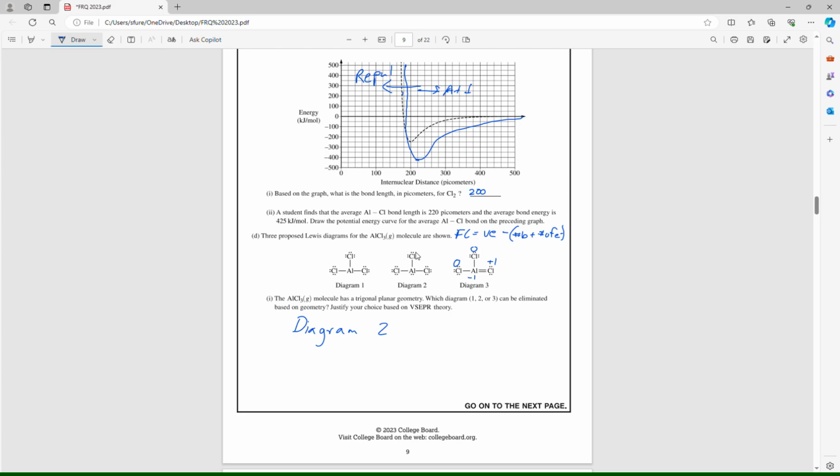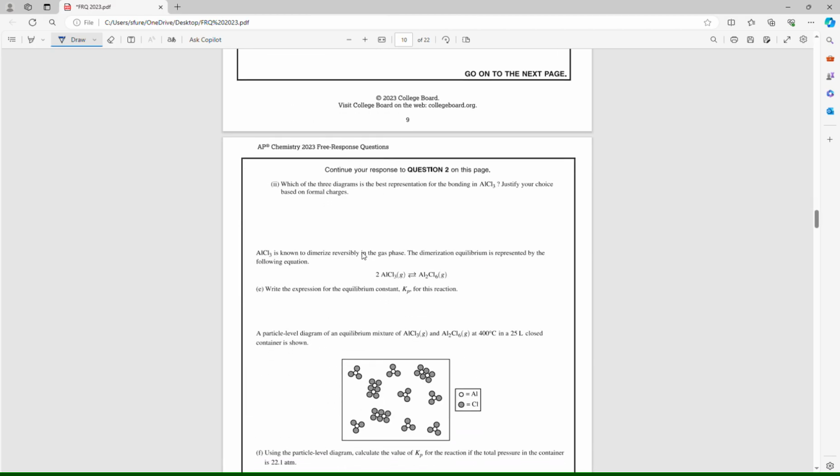if you have to have a formal charge, your diagram must have a charge. You would prefer that the negative charge be on the more electronegative atom. So chlorine's more electronegative than aluminum, so it would be better if these were flip-flopped, and that's not the case here. Diagram 2 we already eliminated in part 1. That really only leaves us with diagram 1. We saw that this was 0, this was 0, this was 0. Let's see. Aluminum has 3 valence electrons minus 3 bonds makes this 0. So diagram 1 is the best because it has formal charges of 0.